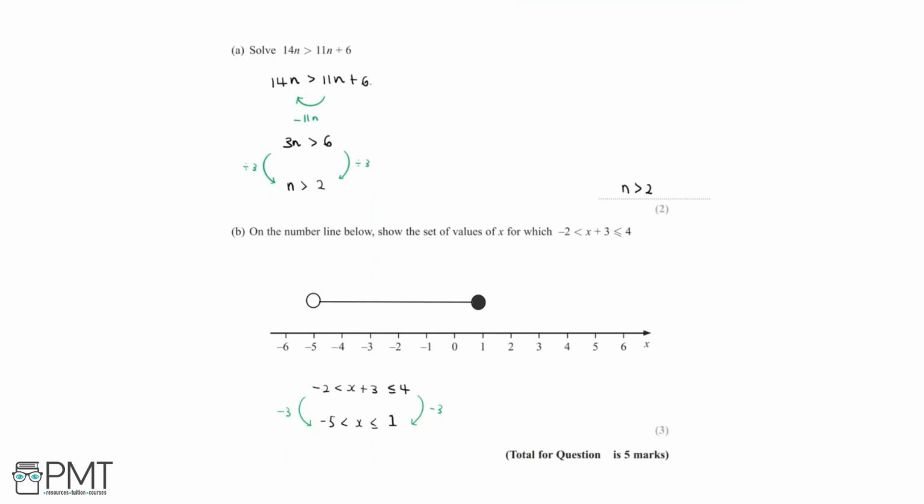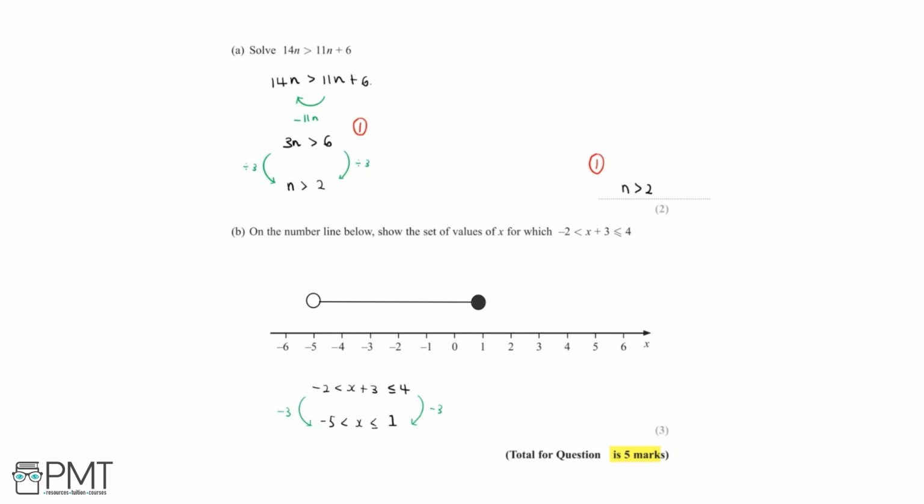Now this question is worth 5 marks. We get the first mark in part A for saying 3n is greater than 6. And we get the second mark in part A for getting the correct answer that n is greater than 2.